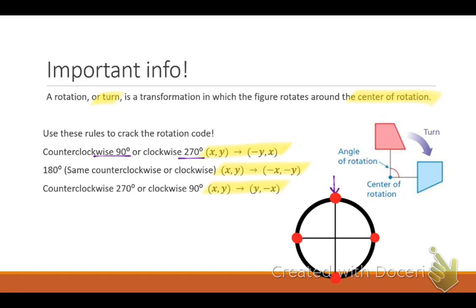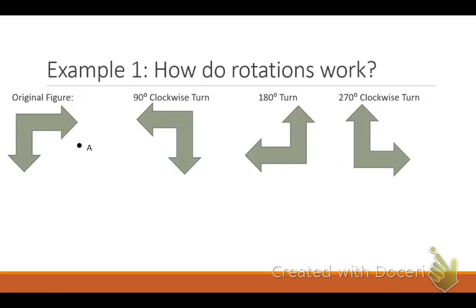All right, I am going to show you how a figure rotates. It is not our focus for today's lesson, and I've actually removed it from your homework assignment. We are going to just place a focus on the ordered pairs, but I want to show you visually how a figure is rotating.